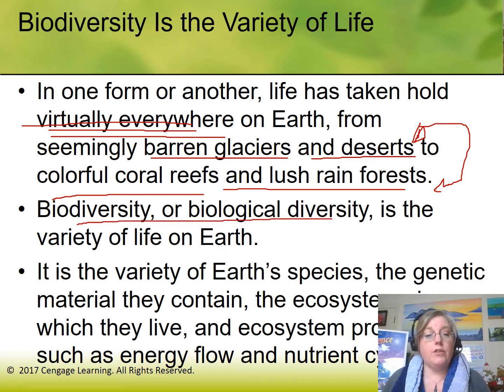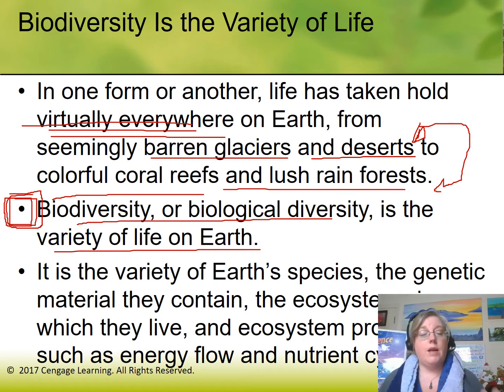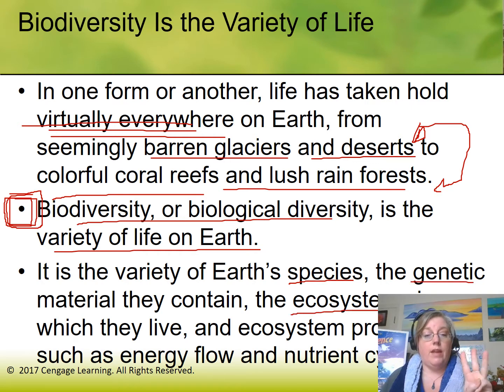Biodiversity, or biological diversity, is the variety of life on Earth. There is a simple, easy explanation for you to help remember. Biodiversity is the variety of life on Earth. But variety comes in more than one way. We have a variety of species. We have a variety of genetics. We have a variety of ecosystems. And we have a variety of ecosystem processes. And again, sorry my face is in front of this, but you saw it when you did your notes. So here's our list.